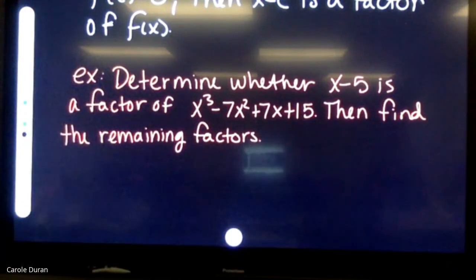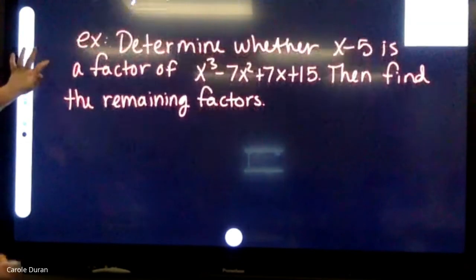And when I say find the remaining factors, that just means finish factoring whatever we get that's left. So I know in order to determine whether something is a factor or not, the easiest way is by doing division. Since I'm dividing by x minus 5, that's a binomial that is linear, so it doesn't have an exponent on it. So I can use synthetic division, which we're super comfortable with. We've already been doing it a bunch today.